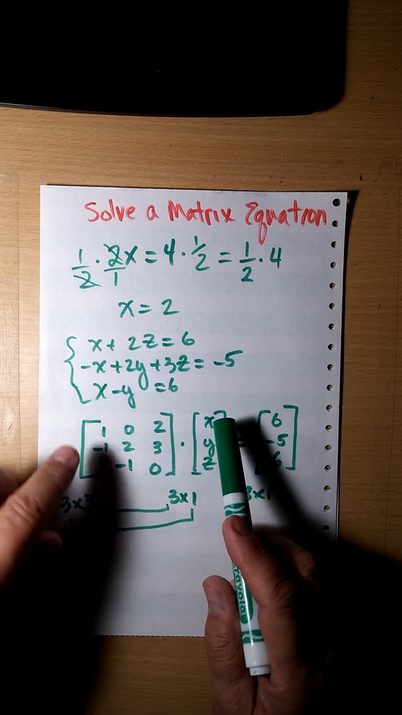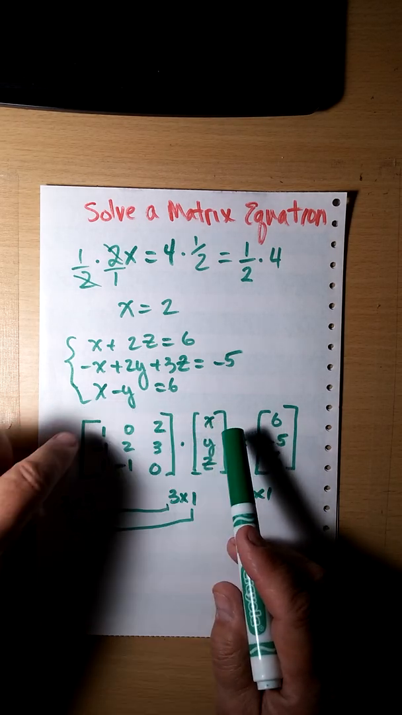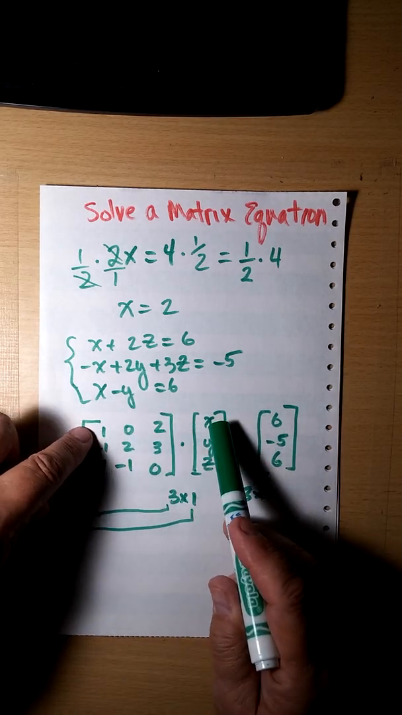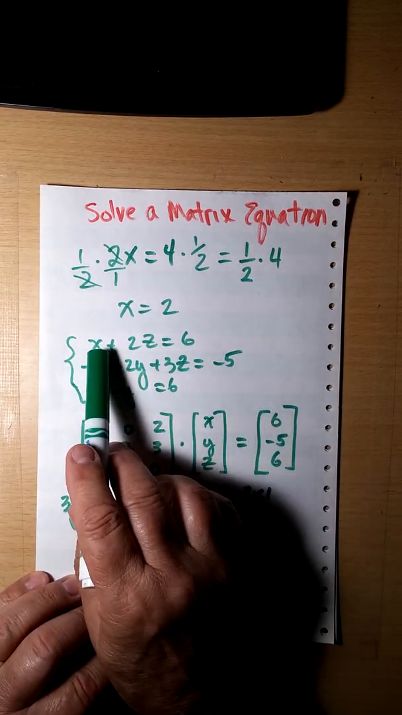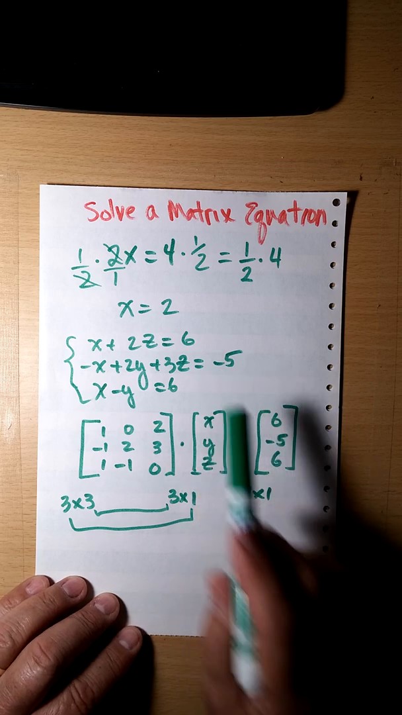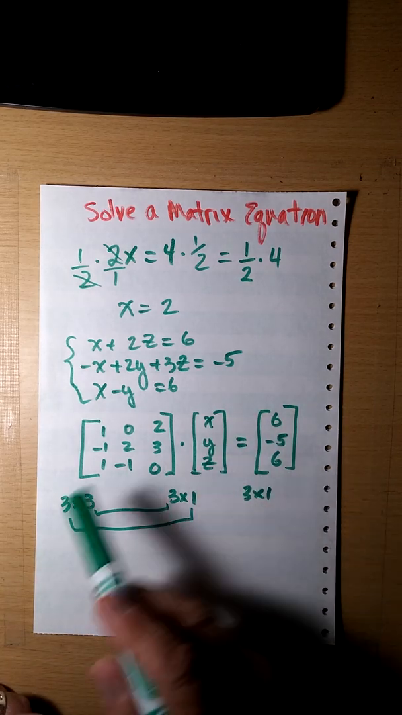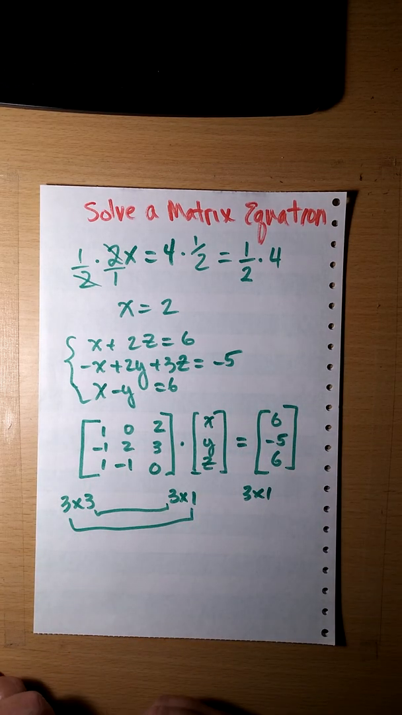Now, this also should make sense because when you multiply, you go across the row, down the column. 1x, 0y, 2z equals 6. So you can write this matrix equation.